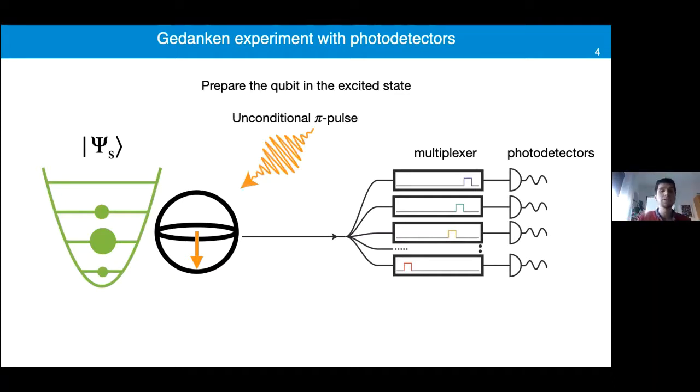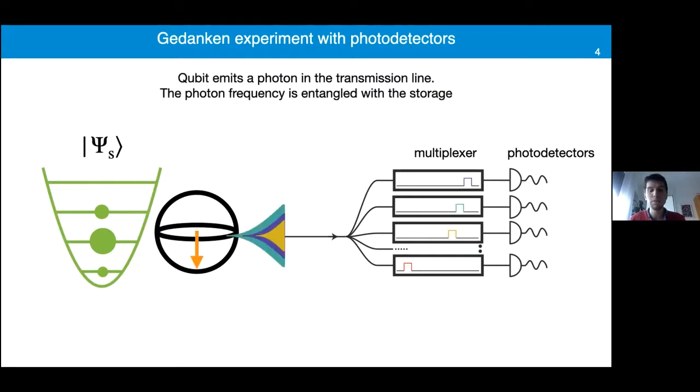Let's start by preparing the qubit in an excited state, whatever the state of the storage mode is. We use for that an unconditional pi pulse. Then we let the qubit spontaneously emit a photon in the transmission line. The frequency of this photon is entangled with the storage mode. Here, the 3 different colors represent the 3 different frequencies of the photon.